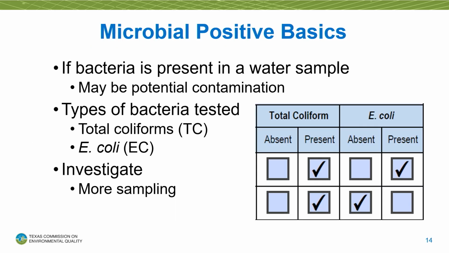So if bacteria is present in the water sample, it's a sign of potential contamination. The types of analytes that we use are total coliform and E. coli. As we see here, the top row, the sample is positive for total coliform and positive for E. coli, and repeat sampling is required. The bottom row is showing that the sample is positive for total coliform, but absent for E. coli. There's some potential contamination, and repeat sampling is required.